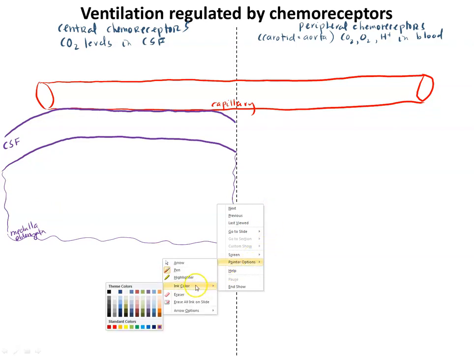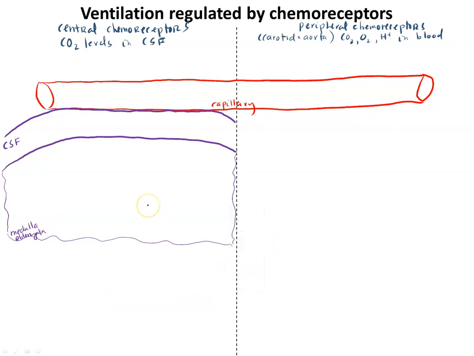Now let's change my pen color to black. Okay, now let's start off with increasing plasma CO2. I'm going to increase plasma, that's in the blood, plasma partial pressure of carbon dioxide, which means I've increased the levels of carbon dioxide in my body. You folks got that? Remember, partial pressure of carbon dioxide, that's how we have to denote concentrations, by saying partial pressure.